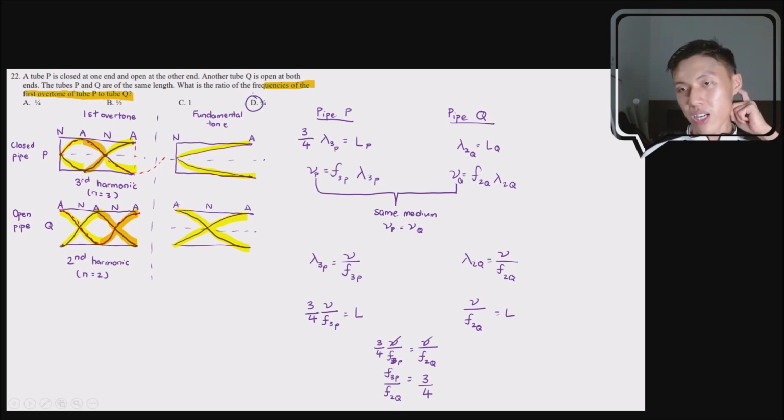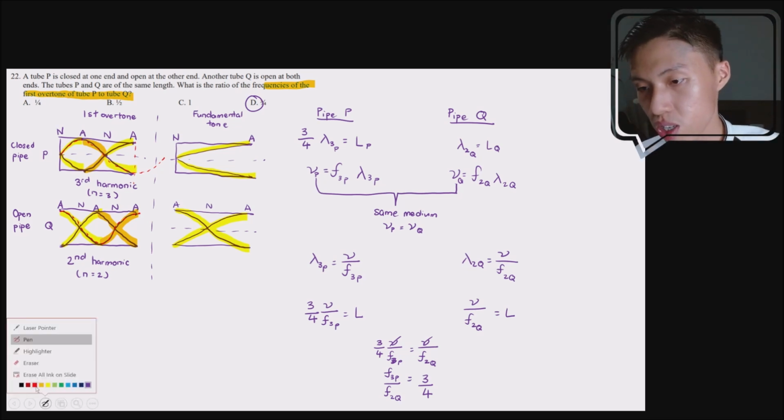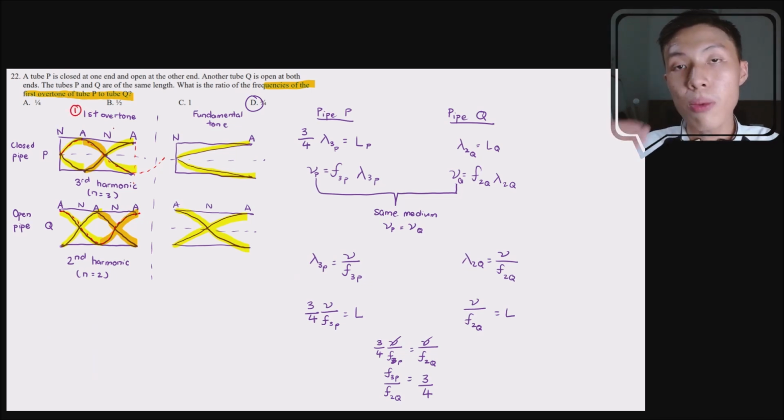Okay, so the few aspects that you need to take note of when you're solving this question, let me highlight it. First, you have to differentiate what is overtone and what is harmonic. Overtone is how many times you go over the fundamental tone. If first overtone, that means it's the first time going over the fundamental tone, so you introduce one more node to the fundamental tone. If it's a second overtone, you introduce two more nodes into the fundamental tone. You put in two more nodes, then you try to add in antinodes to balance it out.